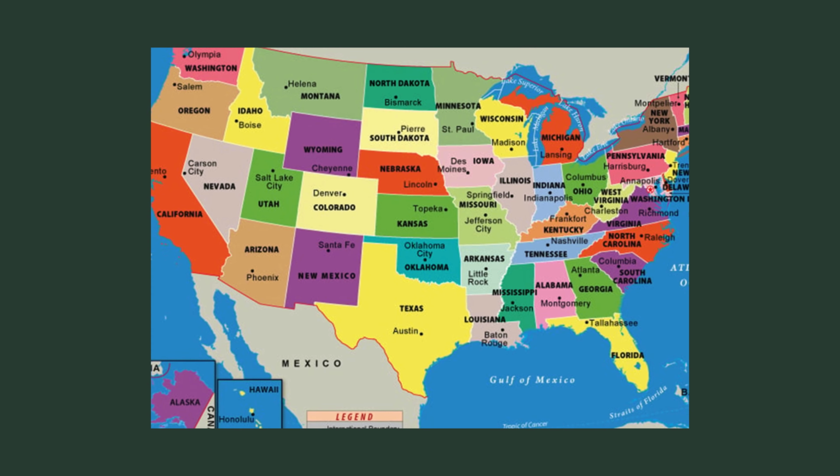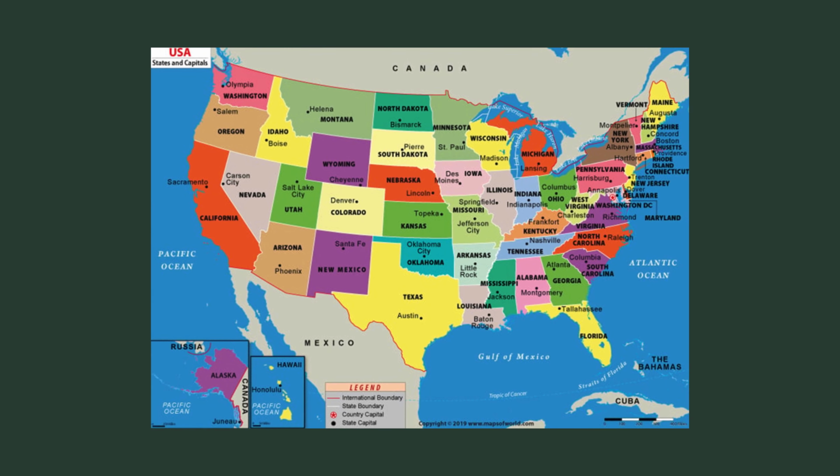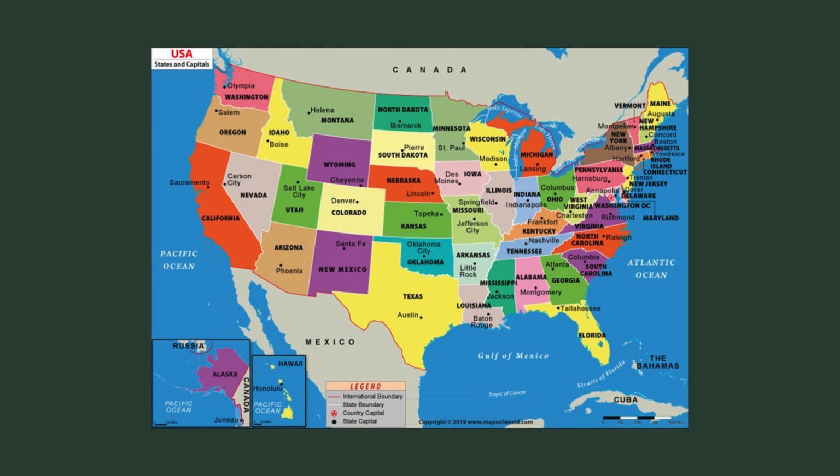Okay, what about this map? Is this showing us physical geography or human geography? This is a map of human geography, particularly a political map, because it shows us the borders of the states and their capital cities.